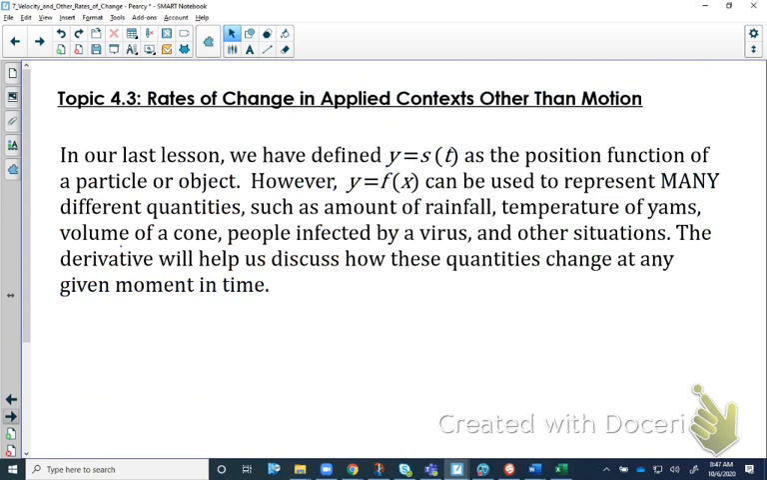So moving on, here in our last lesson, we defined y equal to s of t as a position function of some object. A lot of times we just refer to it as a particle. However, we can have that function represent a whole lot of things, and they're giving some examples: the amount of rainfall over time, temperature of yams for some reason, volume of a cone, people infected by a virus. That seems pretty pertinent at the moment.